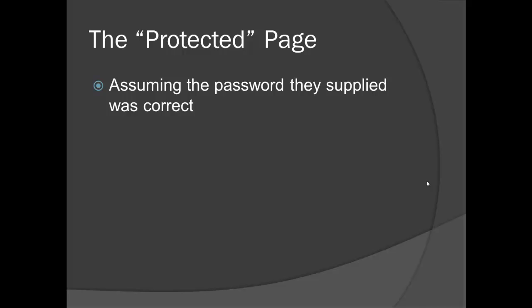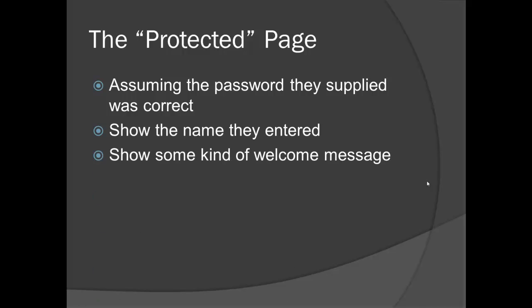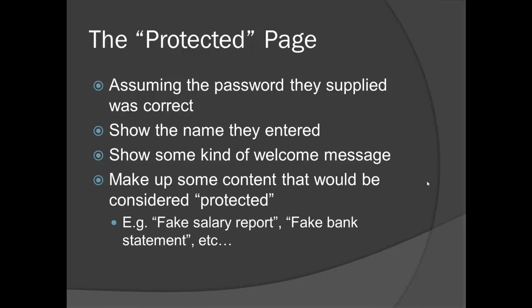Now, the protected page is the one you need to gain access to. Assuming the password they supply was correct, you're going to show them the name that they entered. So along with their name, give them a welcome message, like welcome so-and-so to XYZ password protected page. Whatever, just something that lets them know they're on this protected page. Along with the protected page, there should not be an instance of the login box anywhere. So if they're logged in, do not show that login box anymore. But if they are logged in, then show them this welcome message, and then any type of content that would be considered protected.